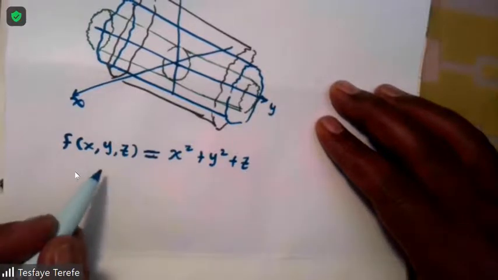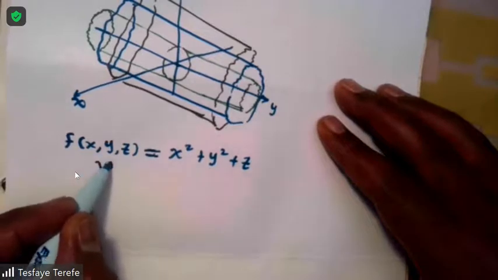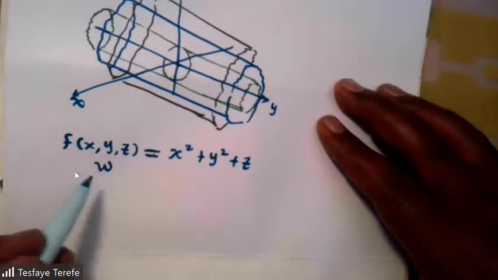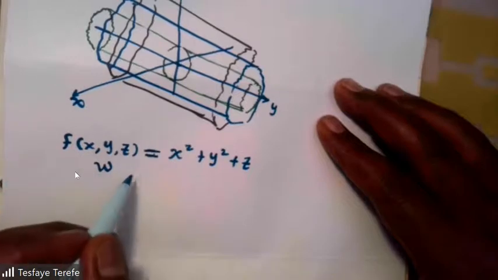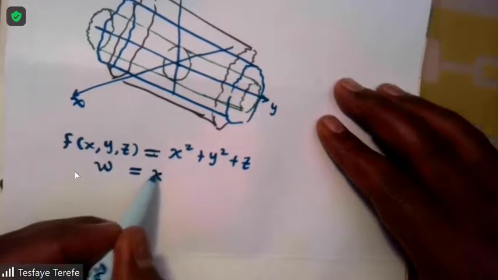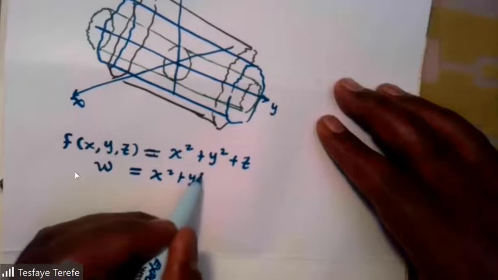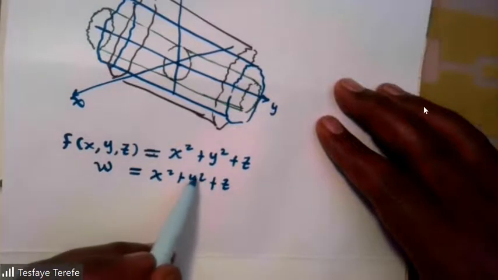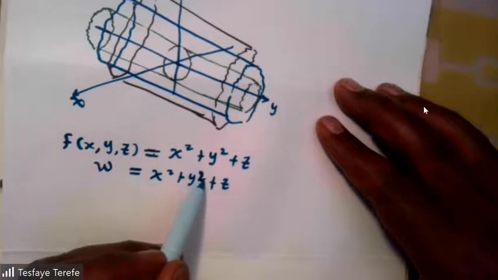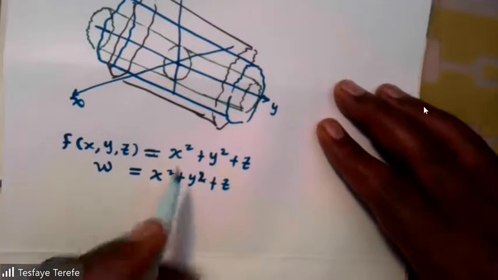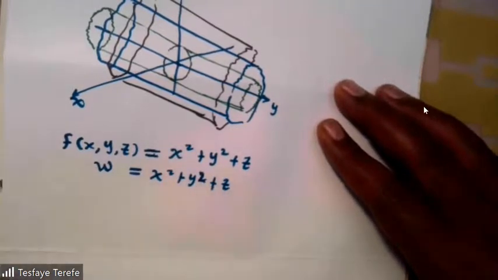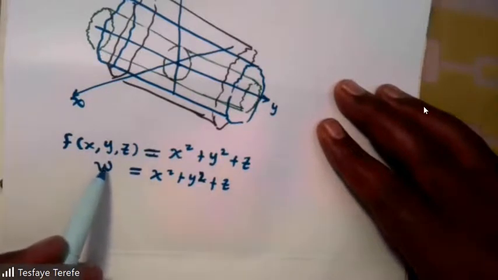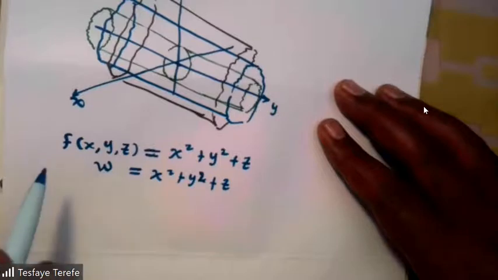Remember, let us replace this with W. Yes, f of x, y, z is a single output W, and it will be x squared plus y squared plus z. So if we are drawing, whatever x value and y value you have, you square it, but the z value is going to be linear. Then due to this, the fourth point is going to be replaced by this.